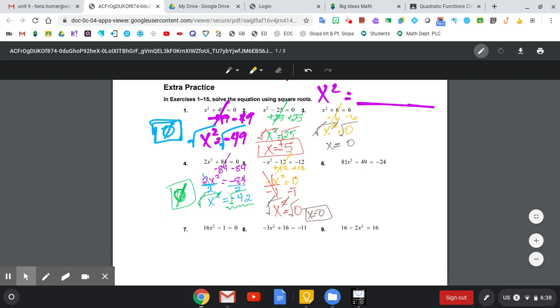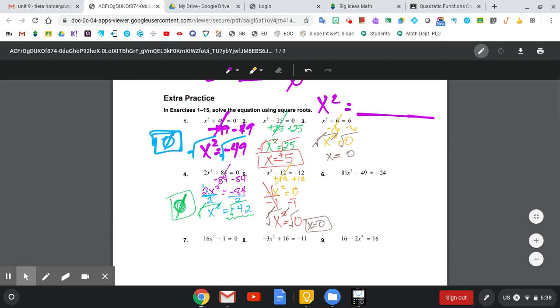Number 6, 81x squared minus 49 equals negative 24. So again, our very first step is we want to get this x squared by itself. So I want to move my minus 49 first. How do I do that? Good. We're going to add our 49 to both sides. So now I have 81x squared equals negative 24 plus 49.